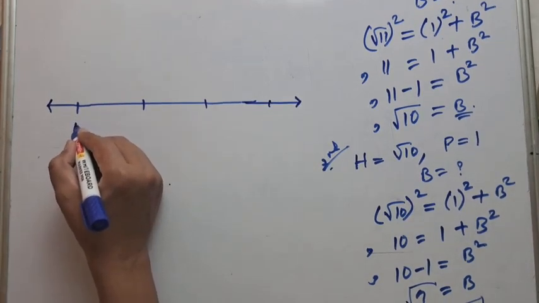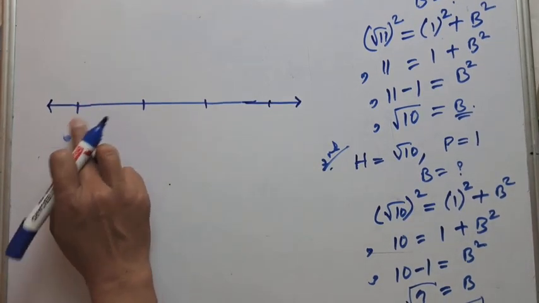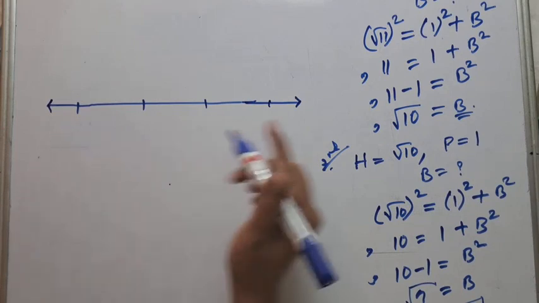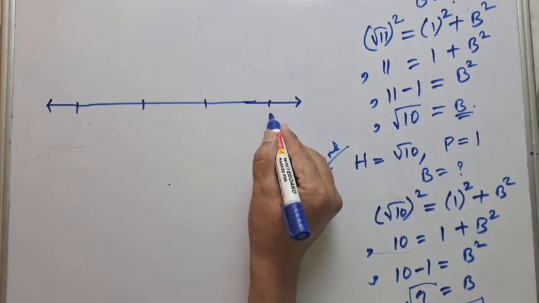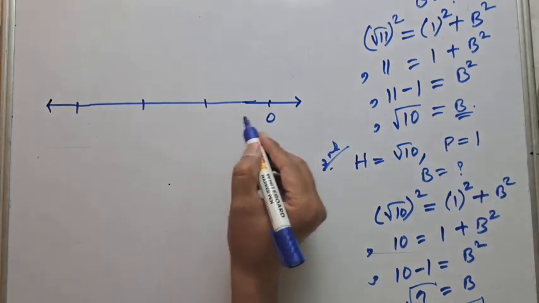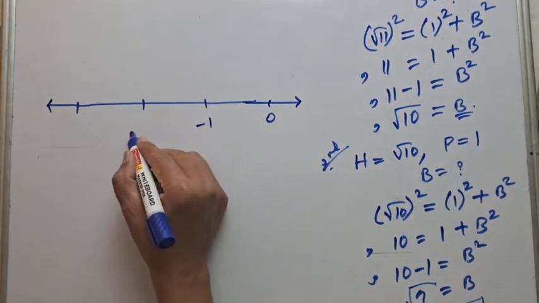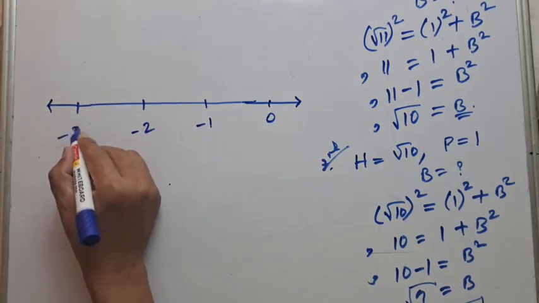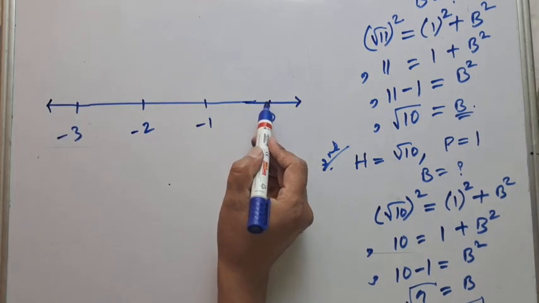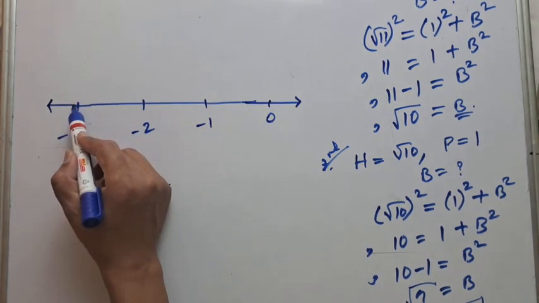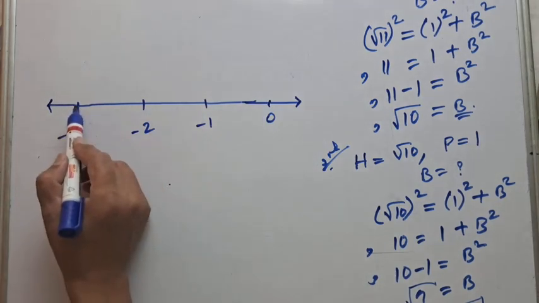So this is 0, and this side is minus, isn't it? Minus root 11. So this is 0, this is minus 1, this is minus 2, and this is minus 3. So this is 3 units, 1, 2, and 3. This is base. From this point to this point is base.